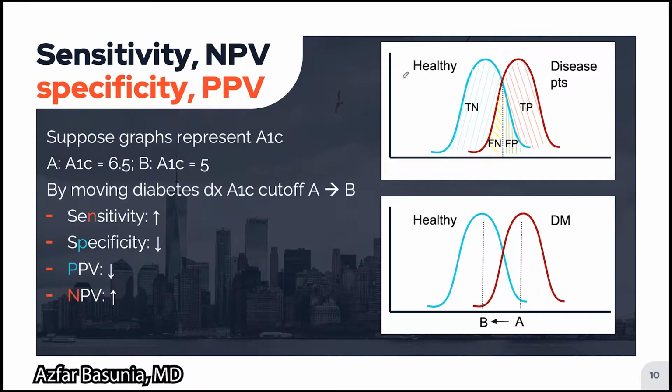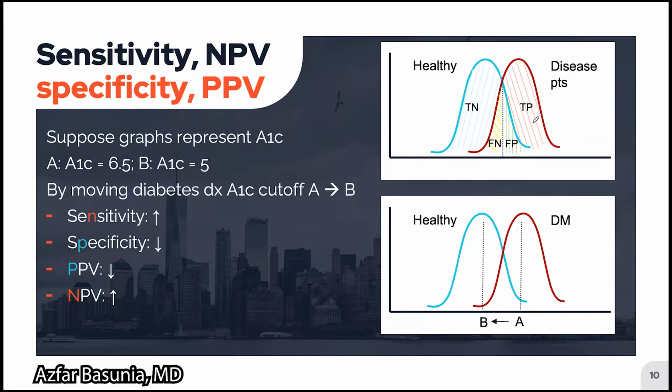On your USMLE exams, you may see graphs like this, so let's go over them. This blue, normally distributed curve here represents healthy patients, whereas this red, normally distributed curve here represents patients with the disease. The y-axis denotes frequency, whereas the x-axis denotes values for a diagnostic test. The dotted line represents a threshold or a cut point for the diagnostic test, where values to the right will represent a positive test result, whereas values to the left will represent a negative test result.